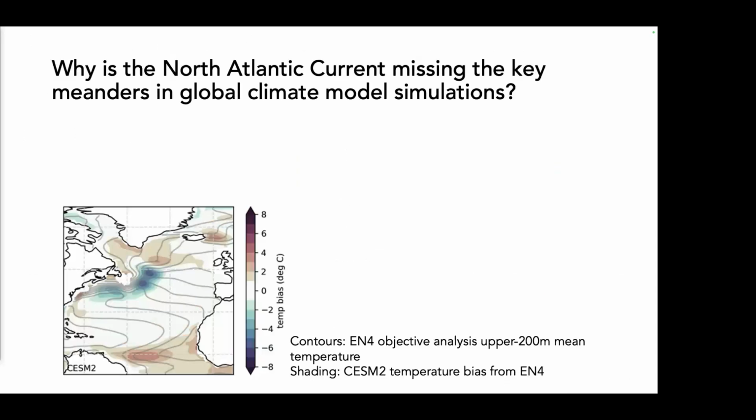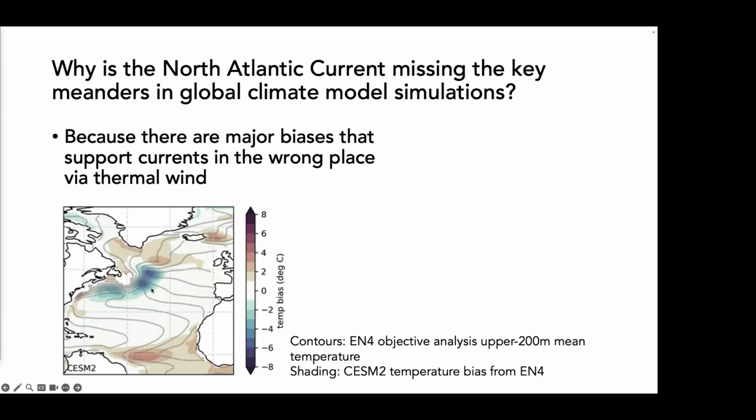So why is the North Atlantic Current missing those key meanders in these global climate simulations? What I've got here is a schematic of what this looks like. In the contours is the climatological temperature field from a gridded analysis called EN4. Think of that as the stand-in for observations. And then the shading is the bias. So you can imagine that if you take the observations, where the contour is tight for the North Atlantic Current, in the model it's going to be pushed over to the right. So the first reason why your Gulf Stream is in the wrong place is because you've got biases in the wrong place. Your sea surface temperature is in the wrong place.